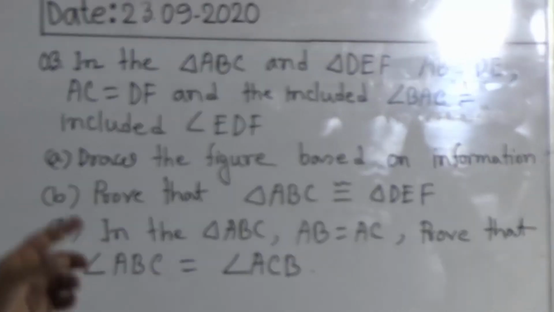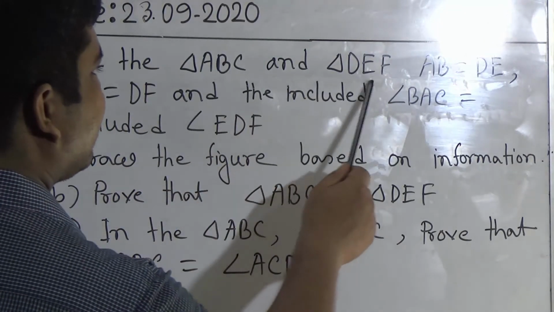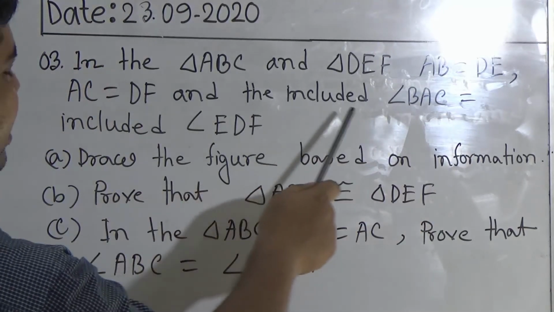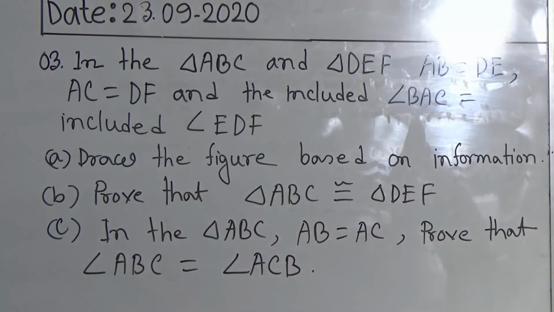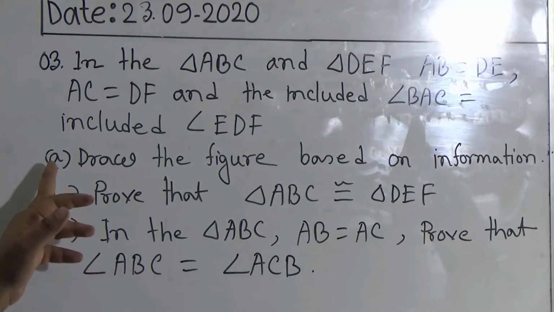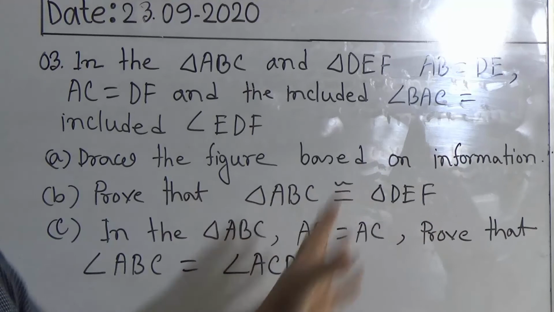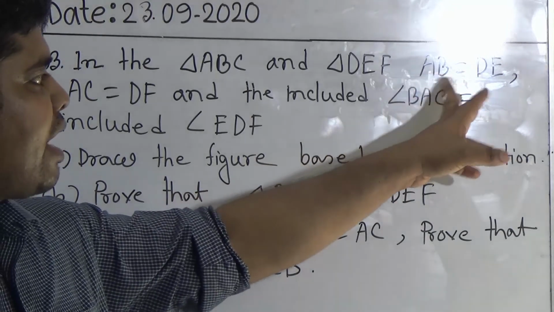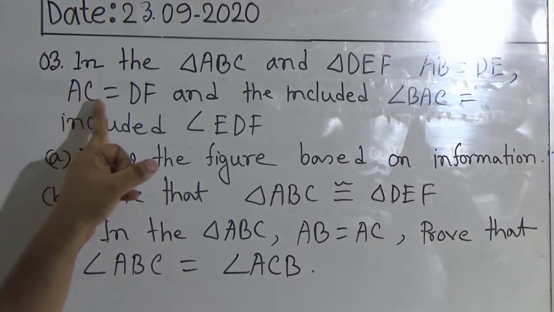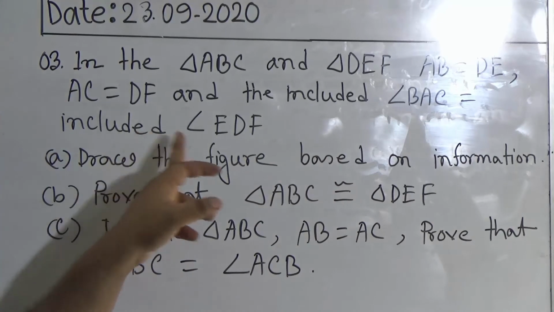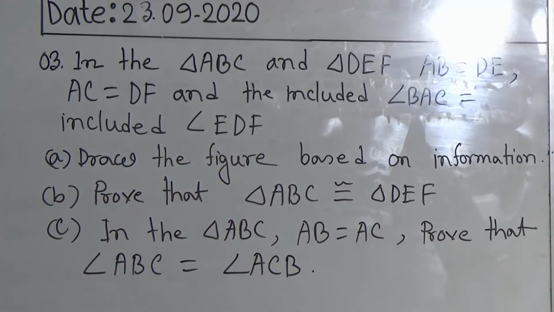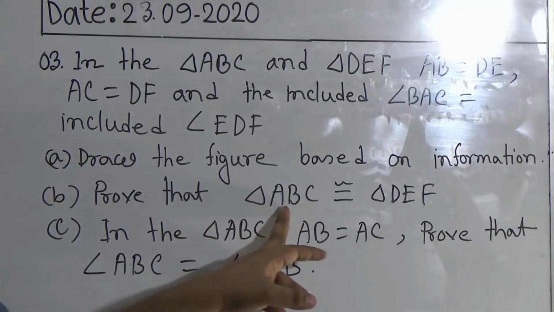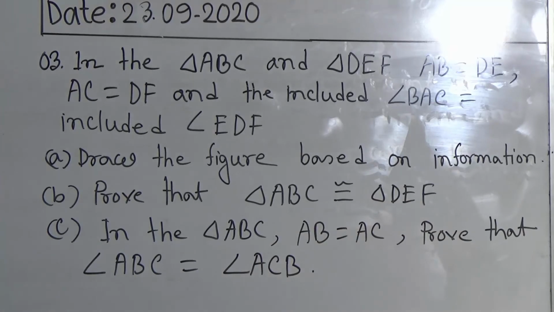Now we shall give you a CQ which will be your SW. Dear students, notice in triangle ABC and triangle DEF, AB equal DE, AC equal DF, and included angle BAC equal to included angle EDF. By using this information we prove question number A and B. Draw the figure based on the information. That means we draw two triangles, one name is ABC and another name is DEF. So we draw the figure first. After that, from this figure we prove triangle ABC congruent to triangle DEF. This is SAS theorem, that means side angle side theorem. We have already done it in our previous classes.